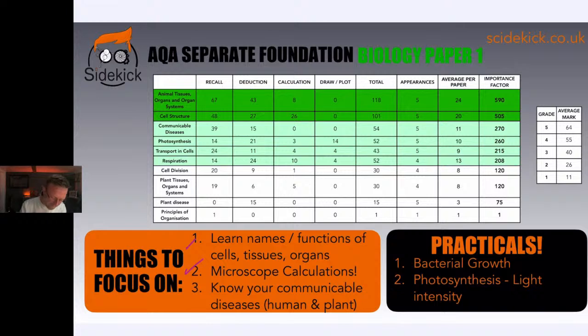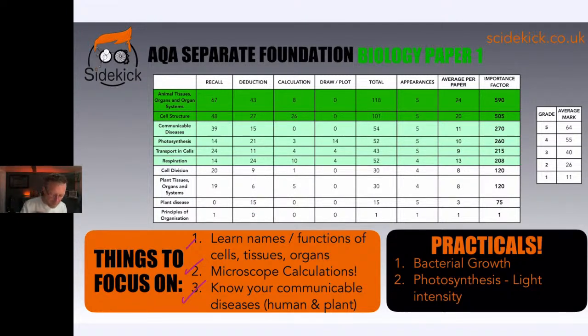That's the second one. And then last one, know your communicable diseases. So diseases that can be spread. In other words, both human and plant. I say that because there's lots of recall there for communicable diseases. It could be about HIV, it could be about malaria, and so on and so forth. But also plant disease, okay? 15 marks on that. So human and plant disease, very, very important.